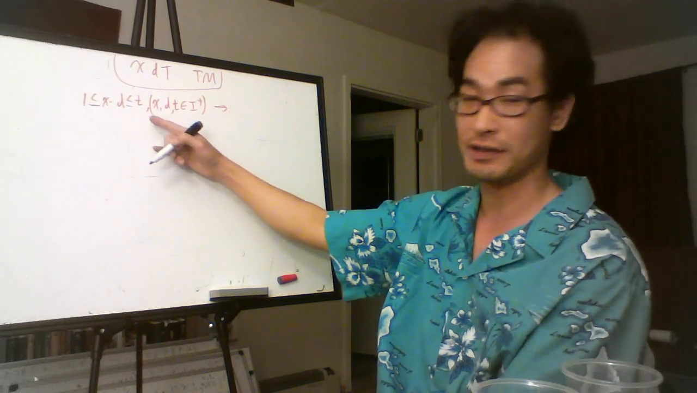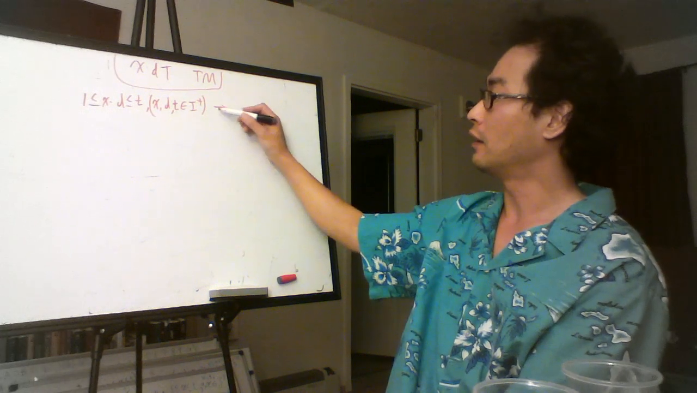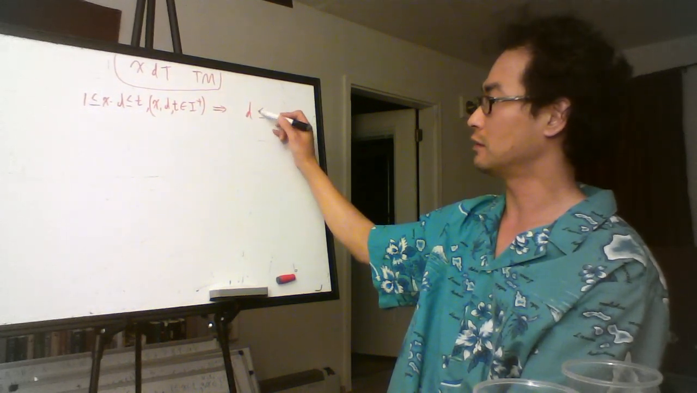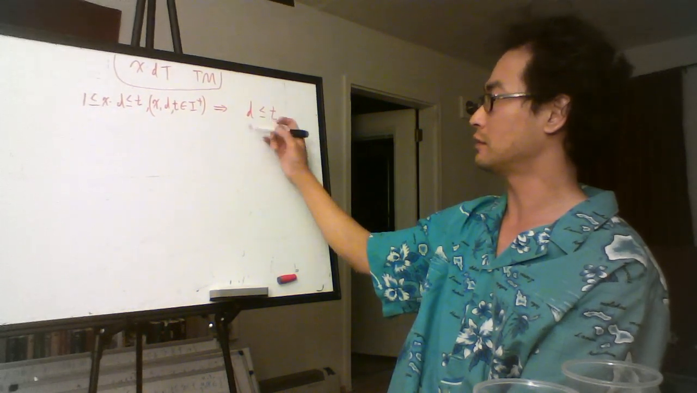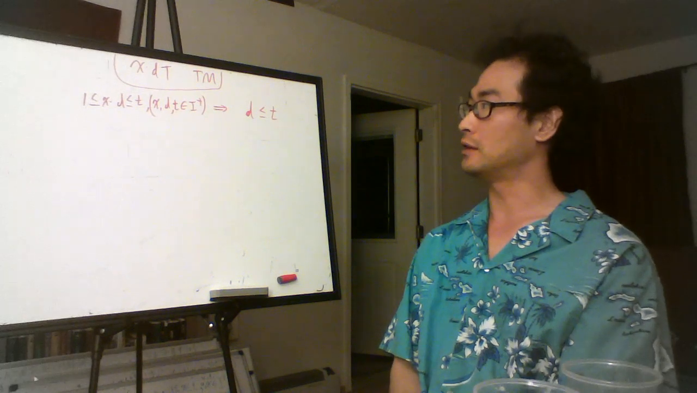Then, comma means and, logical and, okay? And then, D is less than or equal to T. We have to prove this, XDT theorem, okay?